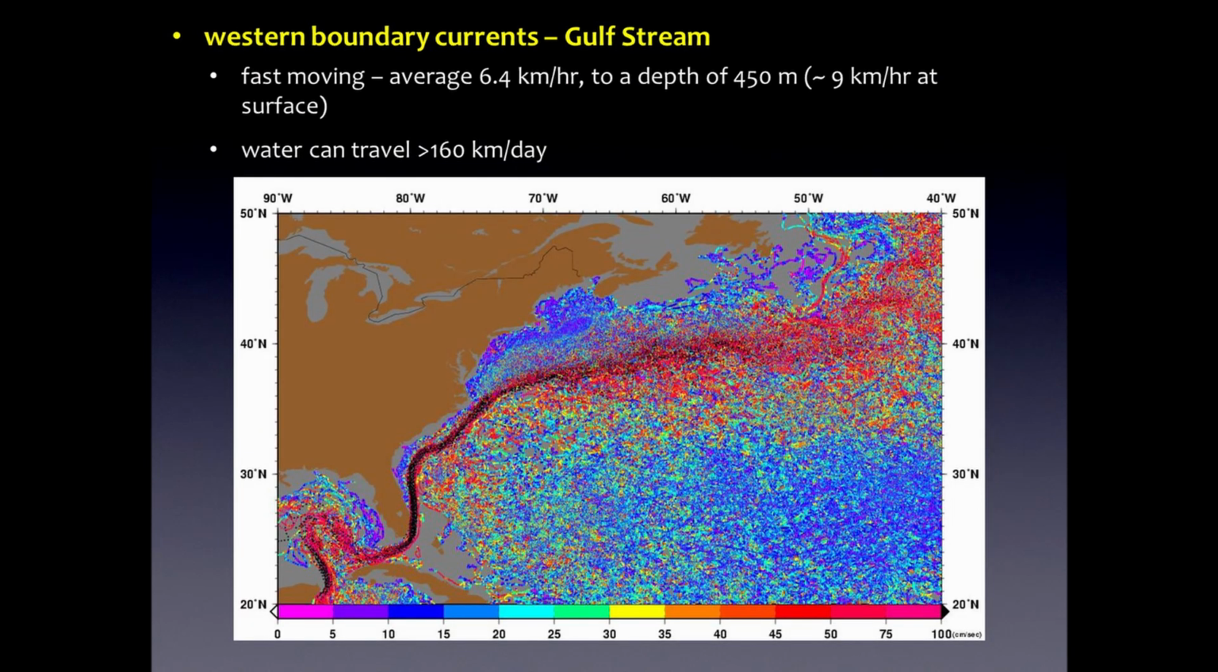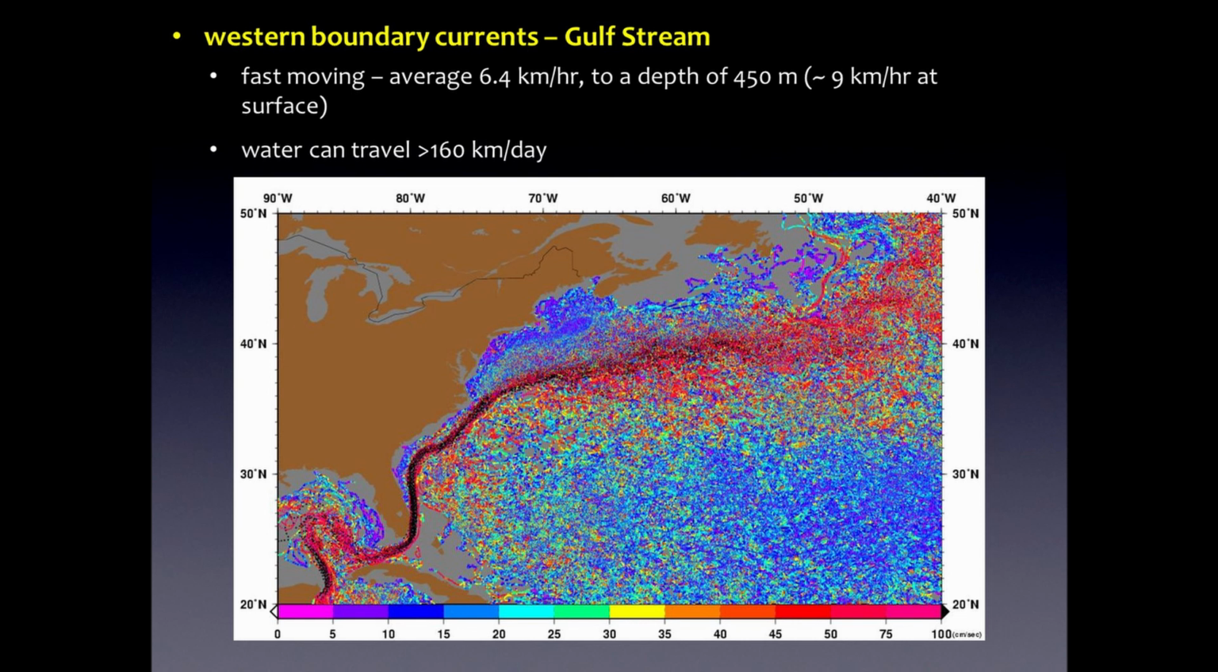What did they discover on this mission? Well, they discovered that the Gulf Stream is fast moving and it travels at a speed on average about 6.4 kilometers an hour to a depth of 450 meters. At the surface, it's a little bit quicker, 9 kilometers an hour, the difference in speed or velocity being explained by the fact that there's a lot less friction at the surface. As you go deeper and deeper into the water, the progressive accumulation of friction progressively slows the movement of water down.